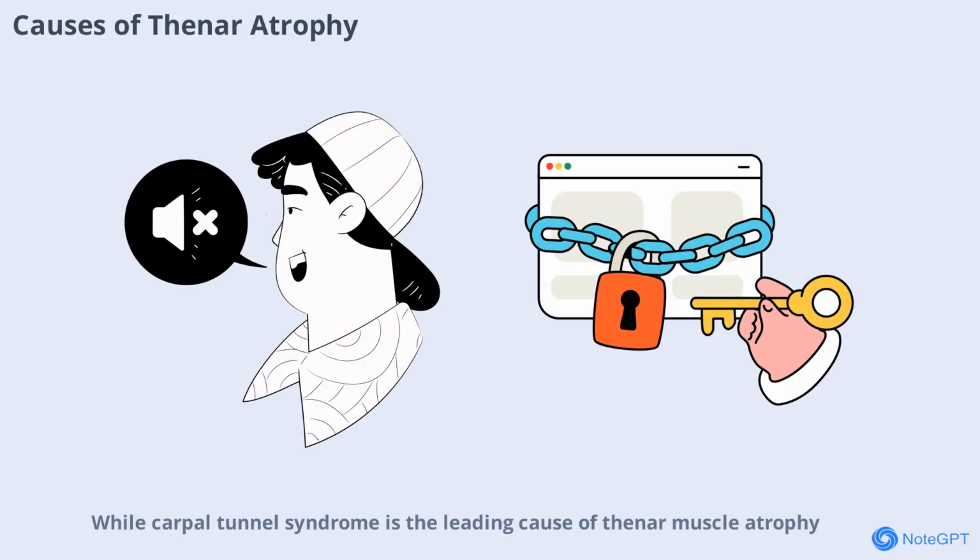Carpal tunnel syndrome is the leading cause of thenar muscle atrophy. Several other conditions can also result in this problem. These include injury to the recurrent motor branch of the median nerve, proximal median nerve neuropathy, plexopathies, cervical radiculopathies at C8 or T1, ventral horn cell disorders, diffuse atrophy, and even congenital anomalies. Inflammatory or autoimmune diseases such as Guillain-Barré syndrome may also play a role. Recognizing the broad range of possible causes is essential for accurate diagnosis and effective management.